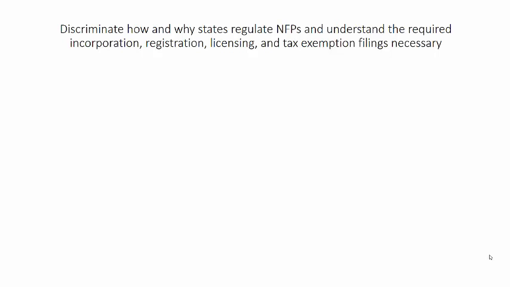Let's now discuss how and why states regulate nonprofits and understand the required incorporation, registration, licensing, and tax exemption filings necessary. The last phrase there, tax exemption, that's one of the main reasons why an organization organizes itself as a not-for-profit entity: so that it can do its service without having to pay, for example, income taxes at the federal level, income taxes at the state level, if applicable, but also many other types of taxes.